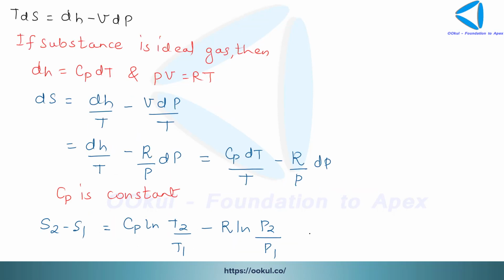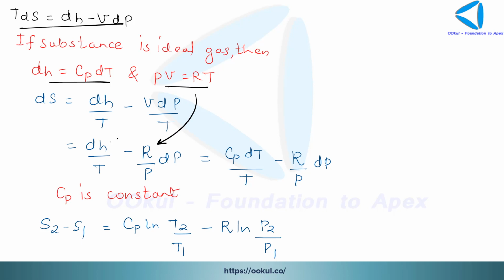But if we know pressure, what will we do? We will use the second TdS equation. If the substance is an ideal gas, under similar conditions, dH equals Cp dT, and Pv equals RT. Then dS equals, just taking this T down, dH by T minus V by T dP. So from here, this V by T can be replaced by R by P.